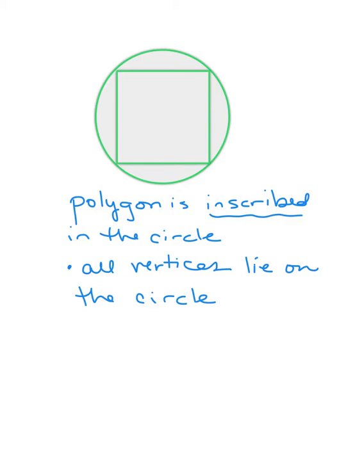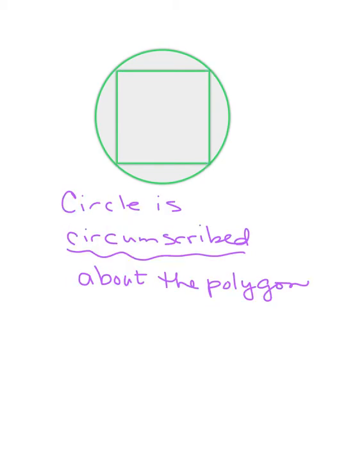Now when we have a polygon of any type inside a circle, there's 2 ways we can talk about this. We can say the polygon is inscribed in the circle, and we know that's occurring when all the vertices lie on the circle. So all the vertices have to be touching the circle. If they're not touching the circle, then we can't say that it's inscribed. The second way to describe the same diagram is that a circle is circumscribed about the polygon. And I like to say about, almost sounds like the word around. So we know that circumscribed is about the polygon. The circle's on the outside and the polygon is on the inside.